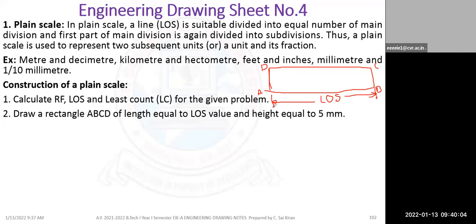And the height AD you have to take as 5 mm. In a few textbooks you can take 10 mm, but I suggest students generally take 5 mm, because taking 10 mm is no use. Within 5 mm you can draw, not a problem. Take the height equal to 5 mm.